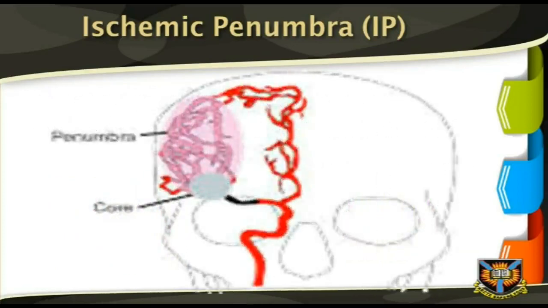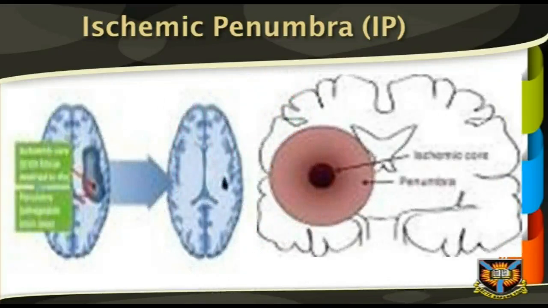IP is characterized by some preservation of energy metabolism because the CBF in this area is 25 to 50% of normal. Cellular integrity and function are preserved in this area of limited ischemia for variable periods of time. The pathophysiology of IP is closely linked to generation of spontaneous waves of depolarization, SWD. SWD can originate from multiple foci, some from the ischemic core and others from ischemic foci within the peri-infarct zone, the penumbra.